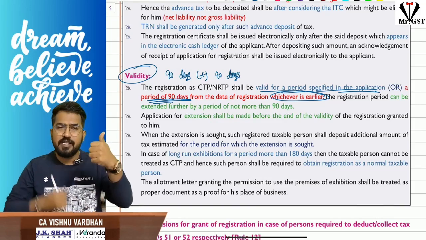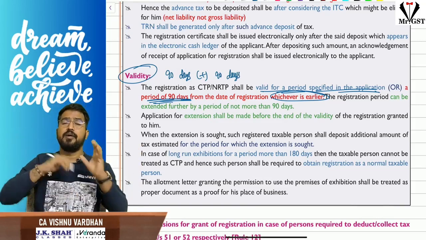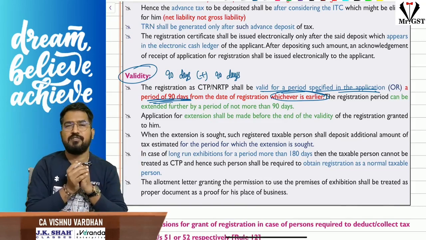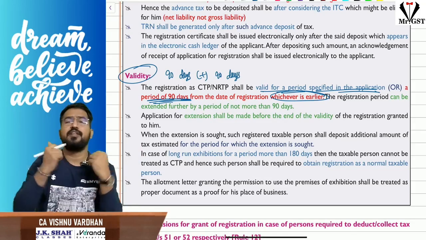That means 90 plus 90. This is the maximum you will get, that means a total of 180 days, sir. But you cannot say, sir, first I have asked for 7 days, and this time I will ask for 120 days, 140 days. Is it available? That will not be available.